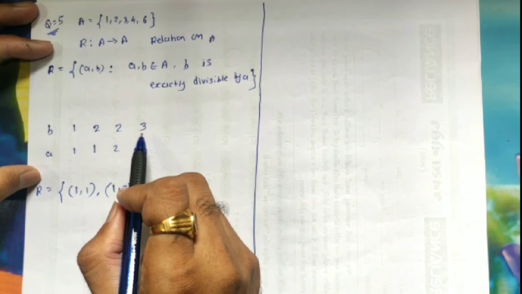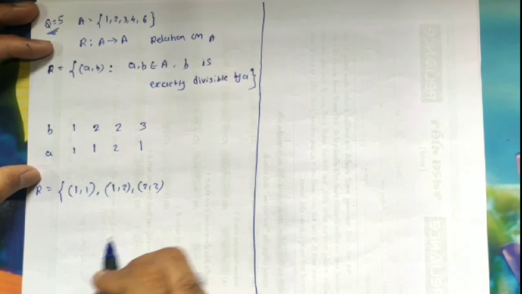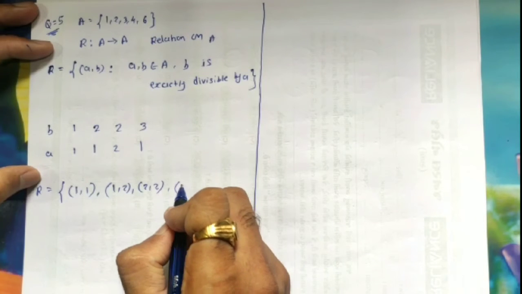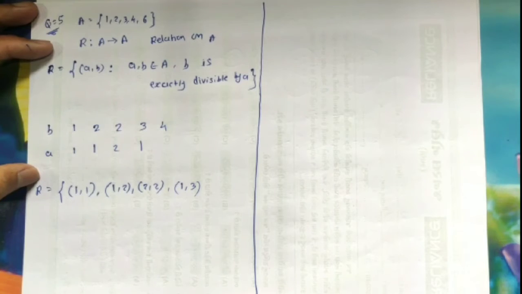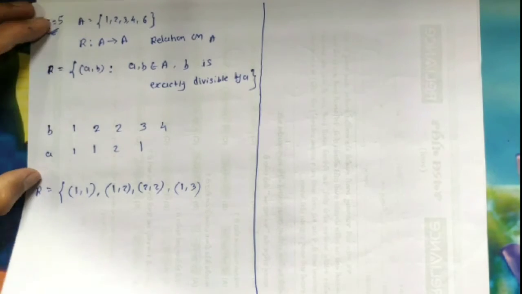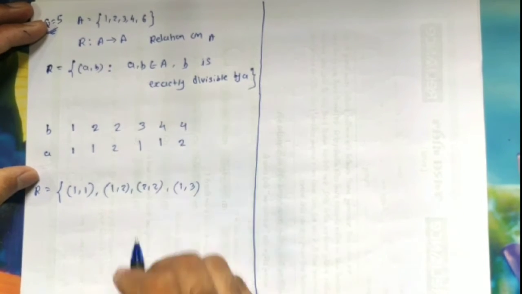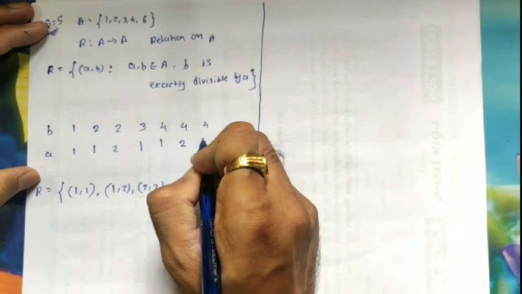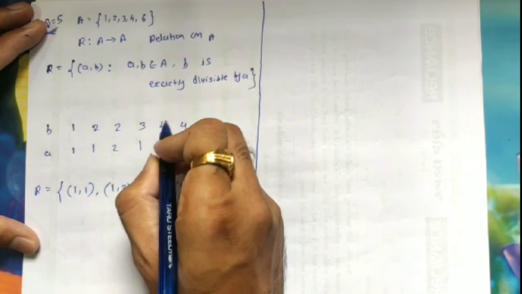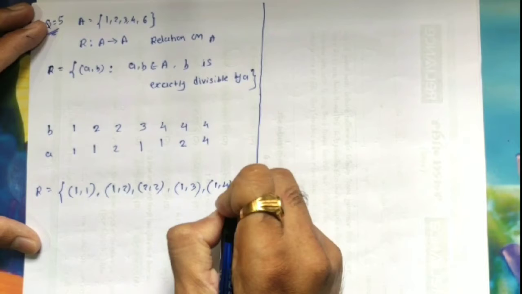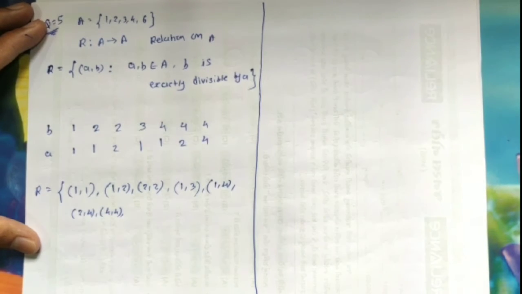Then we will consider the third element for this B. So now you have to consider 3 is exactly divisible by which numbers of this A? So only 1. So the next ordered pair is (1, 3). Then we are considering 4. 4 is exactly divisible by which numbers of the set A? So 4 can be exactly divisible by 1, 2, and 4. So now we are getting three ordered pairs: (1, 4), (2, 4), (4, 4). Clear?